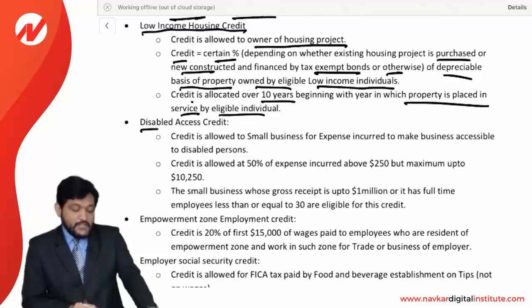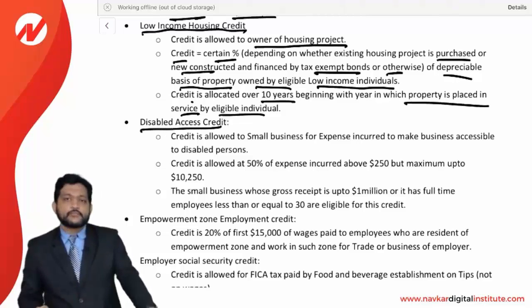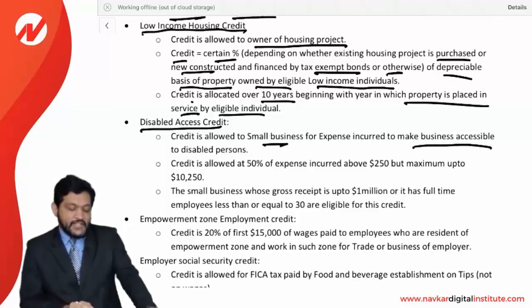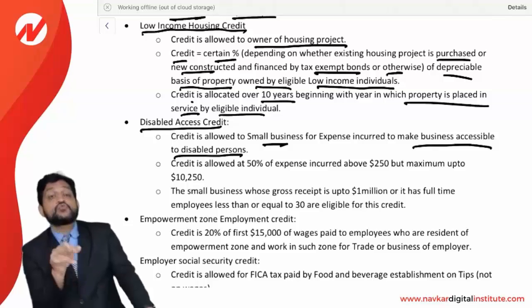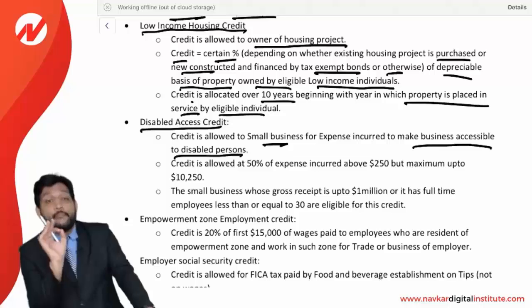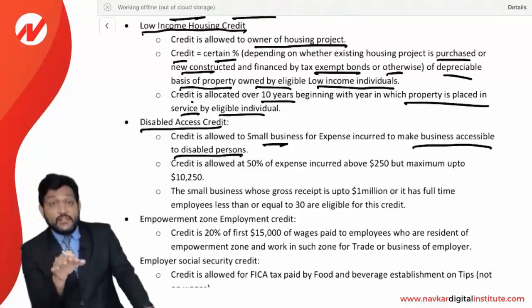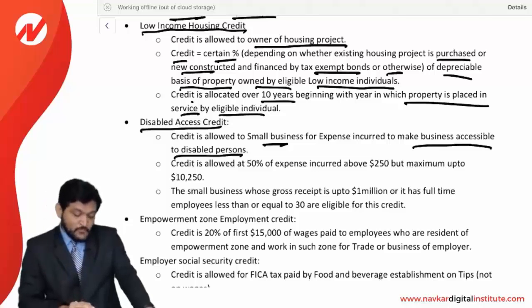Okay, disabled access credit. Credit is allowed to a small business for expense incurred to make a business accessible to a disabled person. If a small businessman is incurring expense on a person who is disabled to make him eligible for business, let's say he is disabled and cannot do any activity to do a business, so the person is incurring certain expenditure to make him eligible to do a business. That is called a disabled access credit.